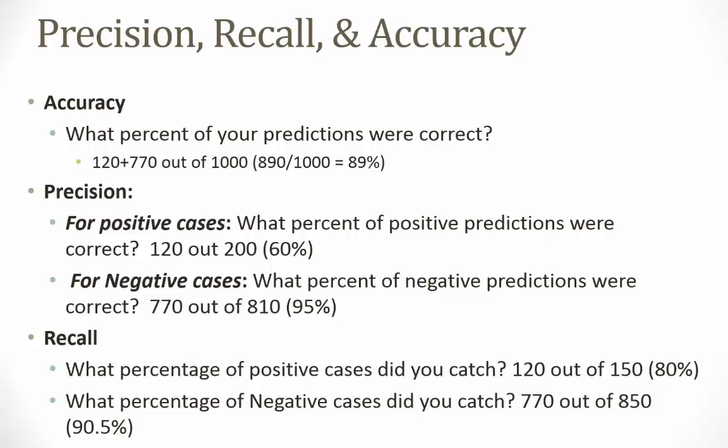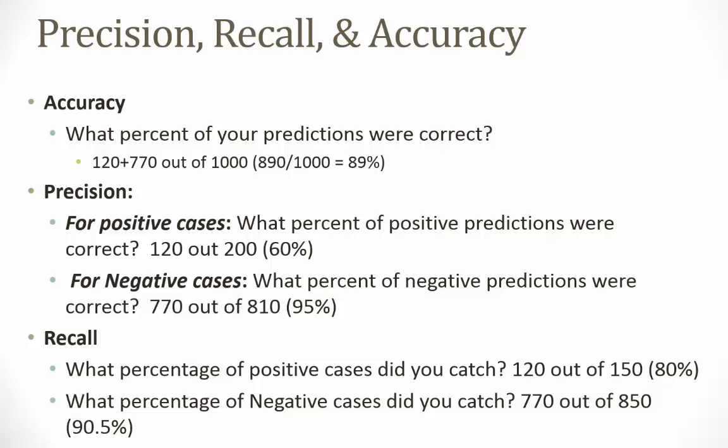And how do you calculate that? It's the number of true negatives divided by the number of predicted negative cases, which is 800. There is a typo. That should not be 810. That should be 800. So it's 770 out of 800, which should be close to 95%. So in this specific case, your model did much better in predicting negative cases compared to positive cases.